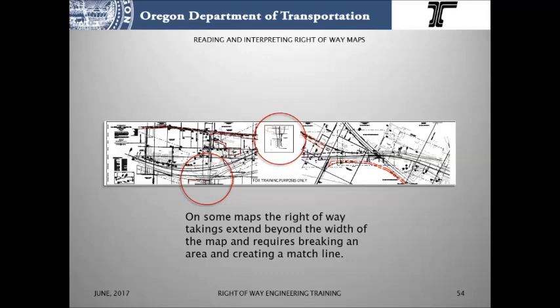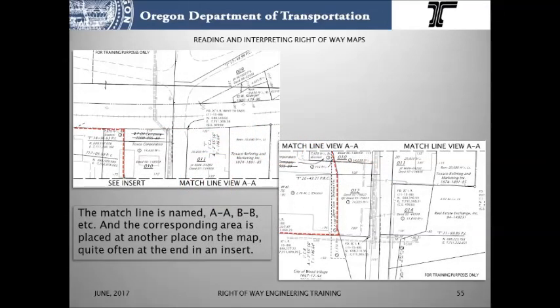So on some maps, right-of-way takings extend beyond the width of the map and require breaking an area and creating a match line. The match line is given a name, commonly A-A or B-B, etc. And this corresponding area is placed at another place on the map, quite often at the end of the map, in an insert. So here on the main body of the map, you see C insert match line view AA, and then in another spot, you see that match line view AA.